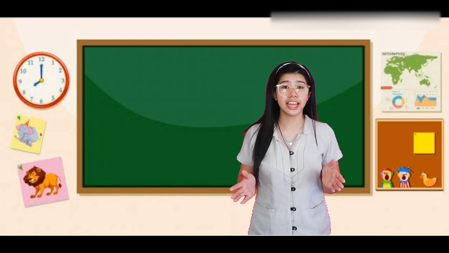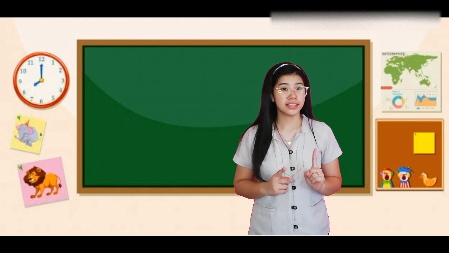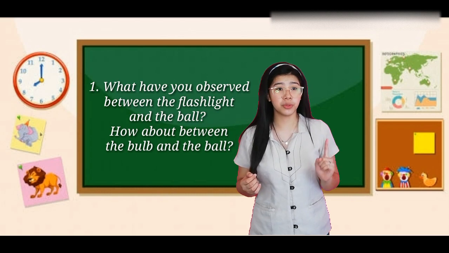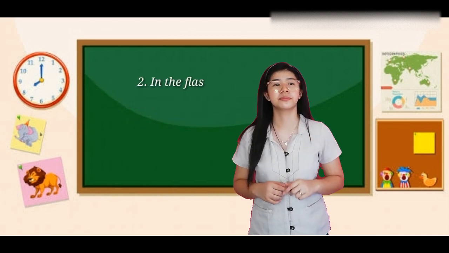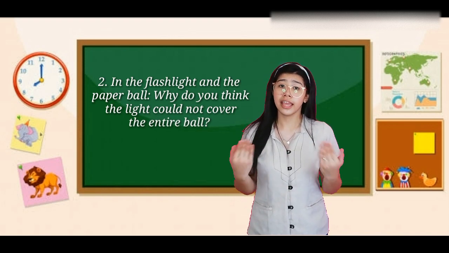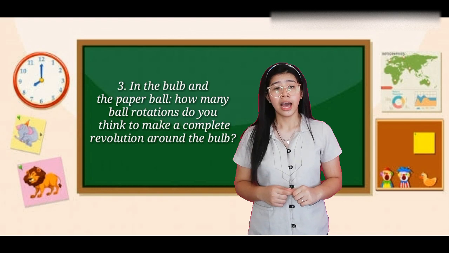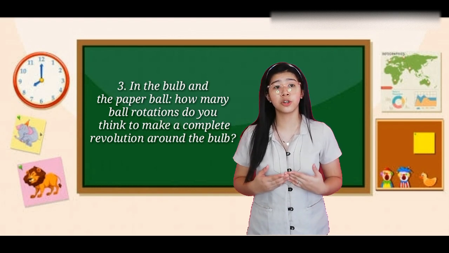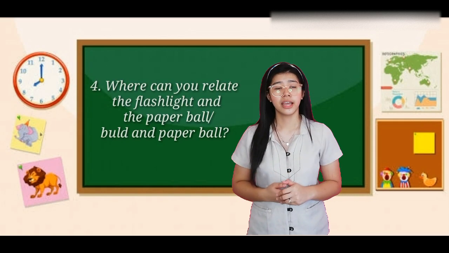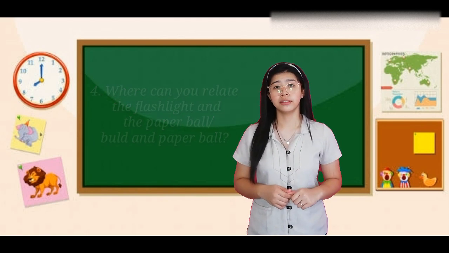To fully finish and understand our experiment today, I provided you a guide question. Number 1. What have you observed between the flashlight and the ball? How about between the bulb and the ball? Number 2. In the flashlight and the paper ball, why do you think the light could not cover the entire ball? Number 3. In the bulb and the paper ball, how many ball rotations do you think to make a complete revolution around the bulb? Number 4. Where can you relate the flashlight and the paper ball or bulb and paper ball?